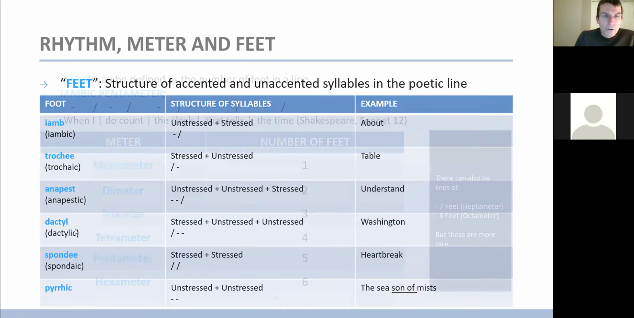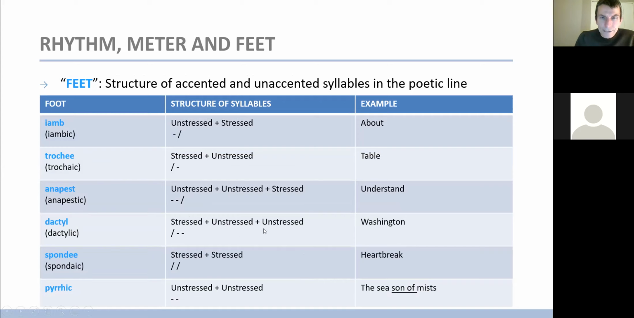So I'll go back to dactylic: stressed and then two unstressed. That is the general rhythmic structure of classical poetry, both Virgil and Homer. But for them, it's less about stressed versus unstressed and more about long, short, short. They have long syllables, then short, short. For us, it's stressed versus unstressed. These are examples of words that, if you say them naturally, fall into the rhythm mentioned here. For dactylic, an example would be Washington. So, Washington.